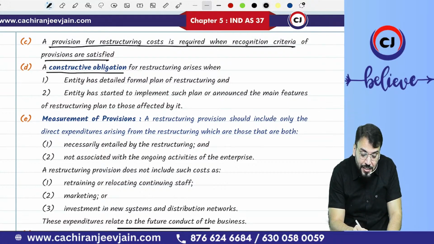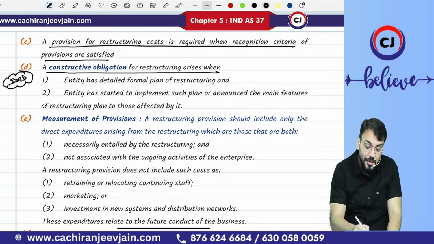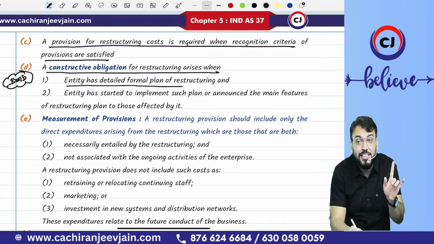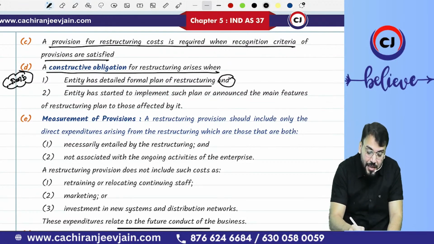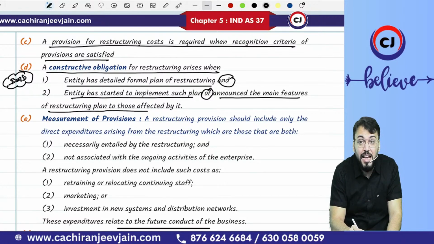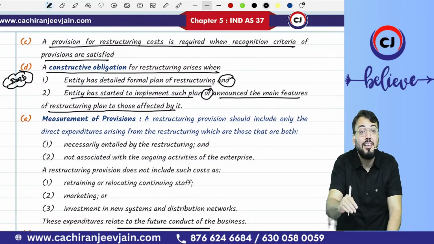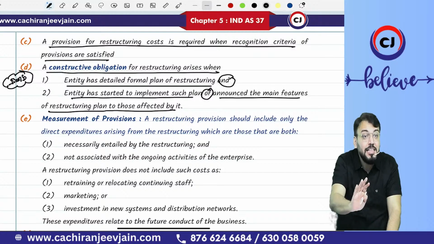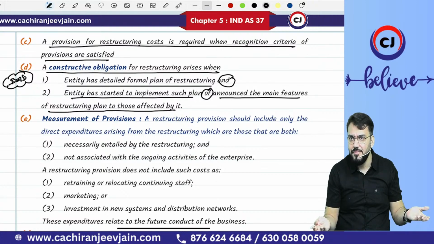A constructive obligation for restructuring arises when, this is important, this para is important. Whenever a question will come, you write down this para in exam. First, entity has detailed formal plan for restructuring and entity has started to implement such plan or announce the main features of restructuring plan to those affected by it, to those affected by it means to the employee, to the creditor, to the members. They have done the announcement. Announcement can be done in any ways. Correct? Understood?